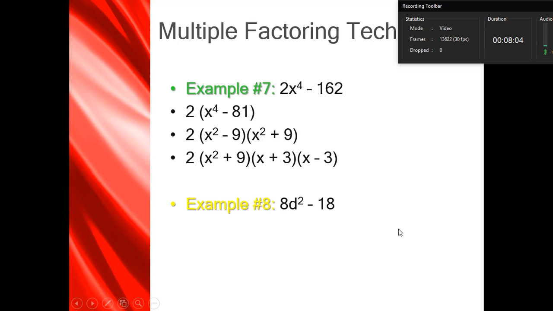Number 8, first remove the greatest common factor and then go through and divide and see what's left over. In my remaining binomial, both of these are perfect squares, so I will separate them into identical quantities. One is positive, one is negative.